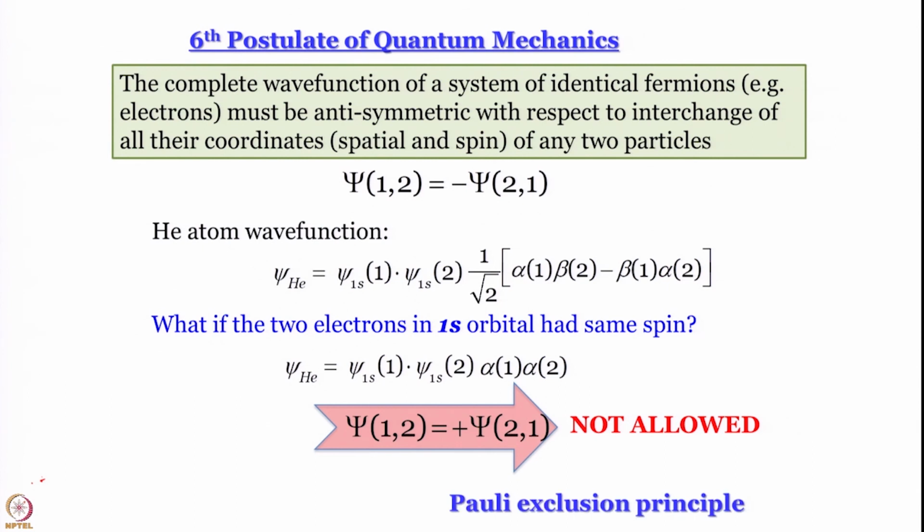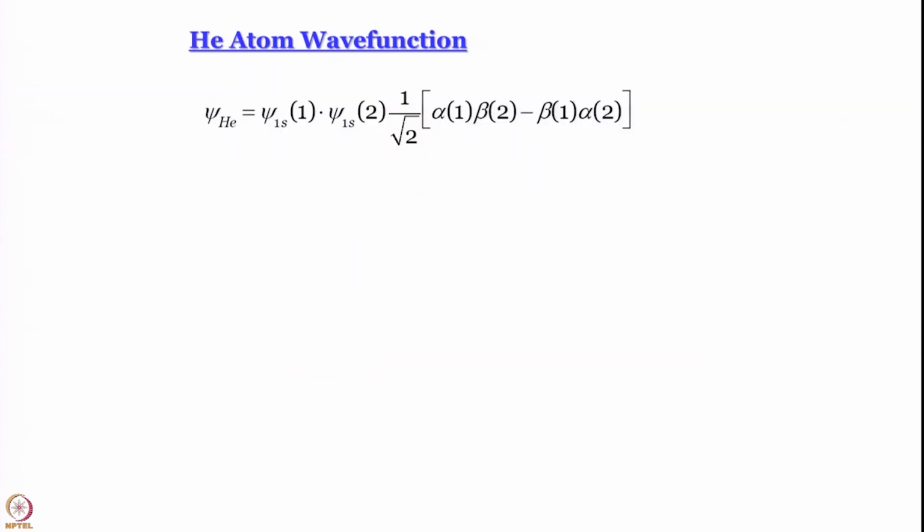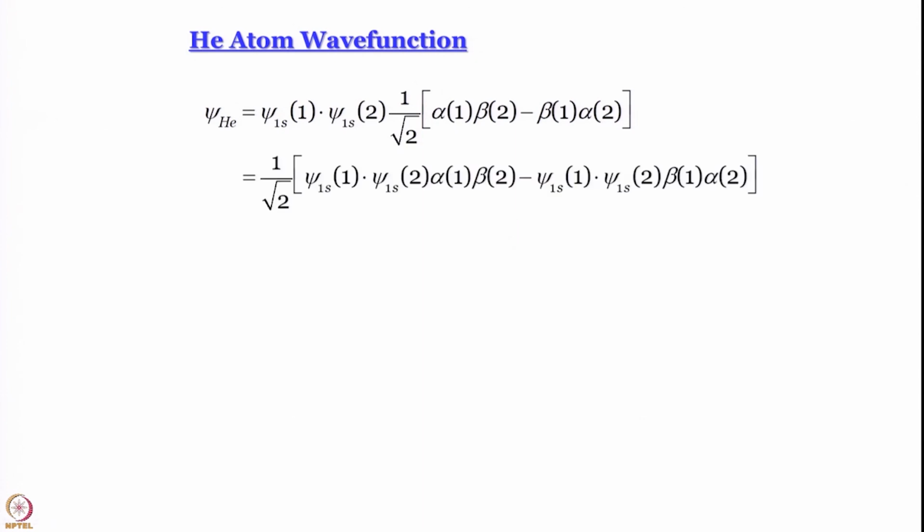The only thing that is allowed, I hope it is not very difficult for you to see, is 1 by root 2 alpha 1 beta 2 minus beta 1 alpha 2. So, you expand, this is what you get. What I have done here is I have labeled all the functions in a particular coordinate using the same color and all functions in another particular coordinate in a different color.